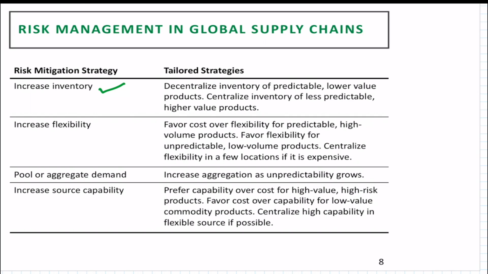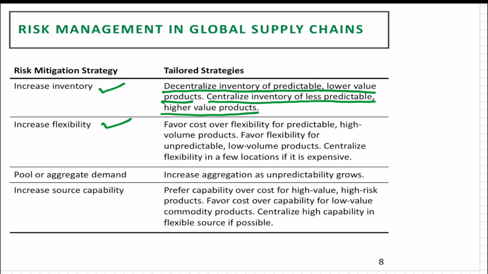Increasing inventory level to meet demand obviously could be a good strategy, but that also will come at a cost, because with the higher inventory there could be a risk that a product becomes obsolete. So a tailored strategy will be to decentralize inventory of predictable, lower value products and centralize inventory of less predictable, higher value products.